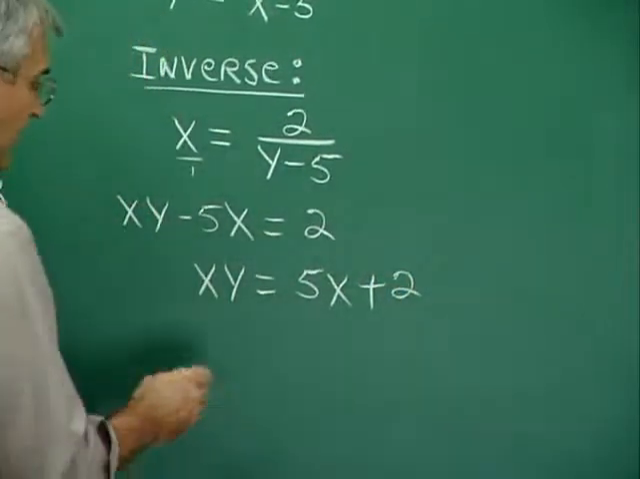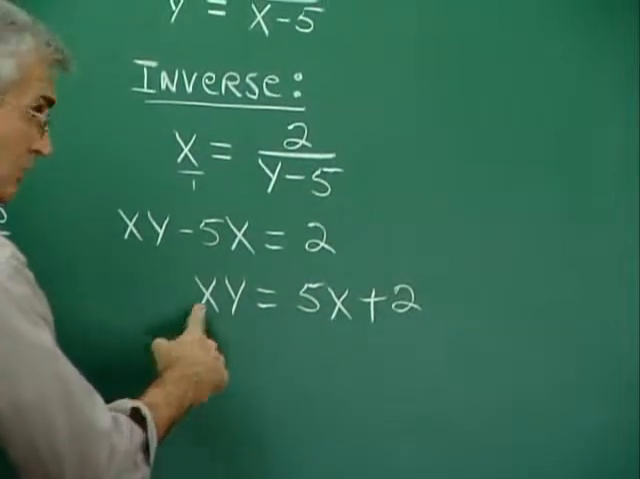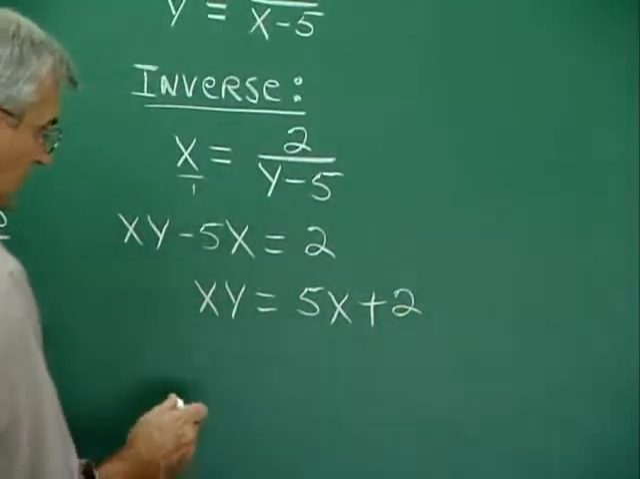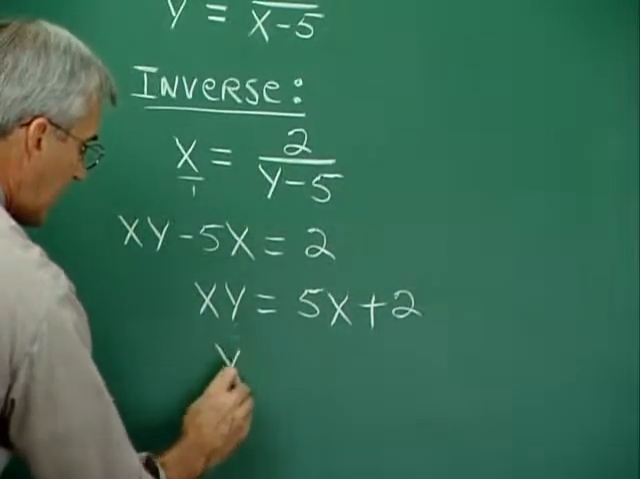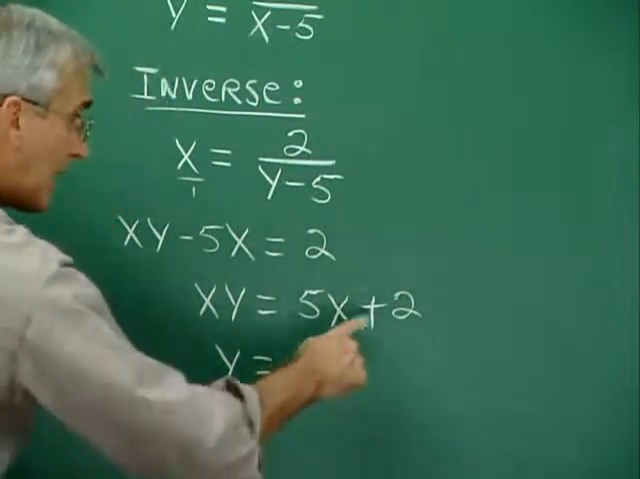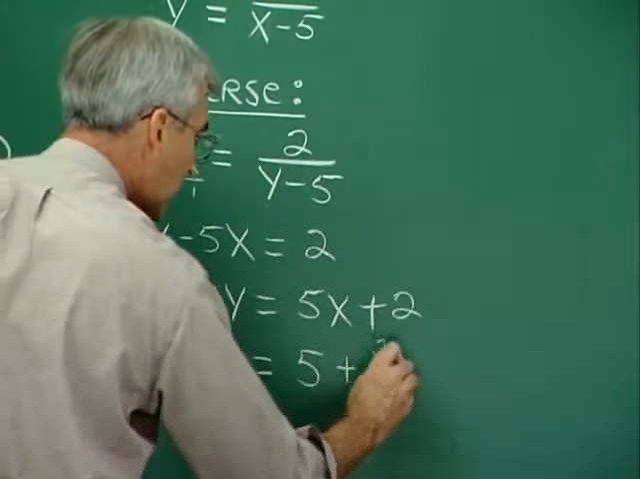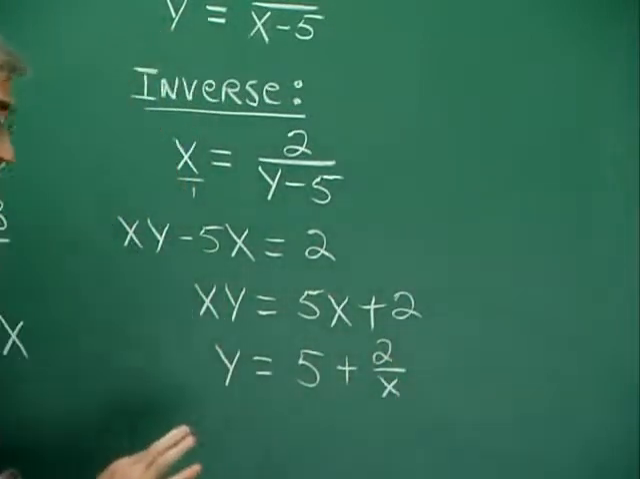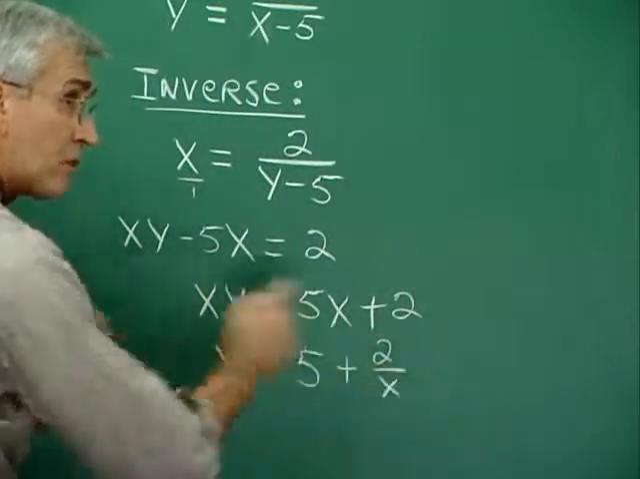And now I would divide on both sides by x. So I'm dividing through by x. And when I divide here by x, I'm left with y. When I divide this term by x, I'm left with 5. When I divide here by x, I have 2 over x. Okay, so now this is our inverse function.